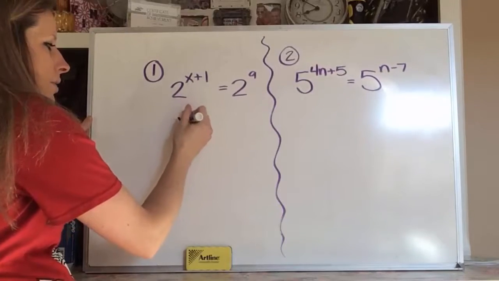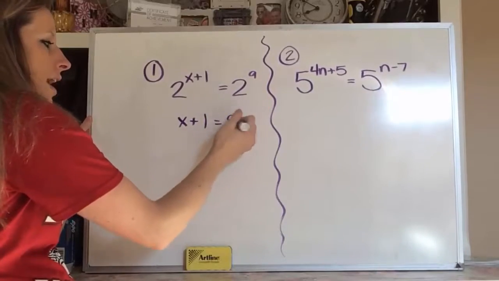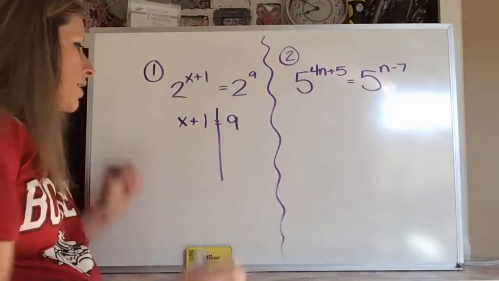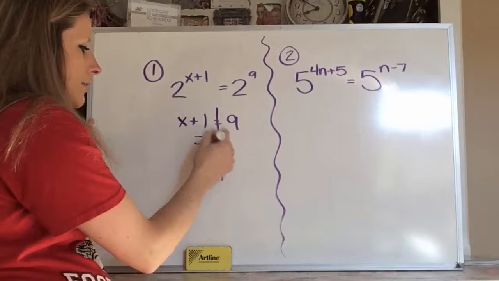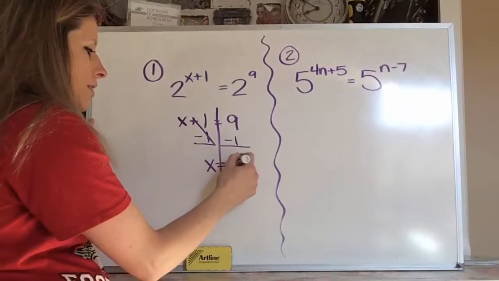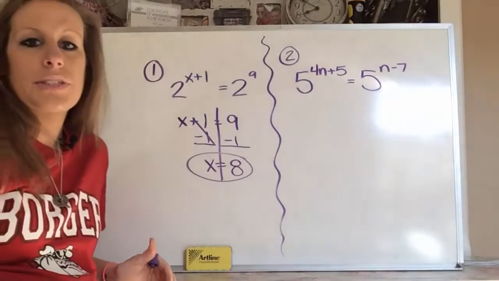So we have x plus 1 equal to 9 on the other side. And we're going to solve for x. Okay, so save the x for last. We're going to subtract 1 to both sides. So x equals 8. Okay, so that's what we're doing today.